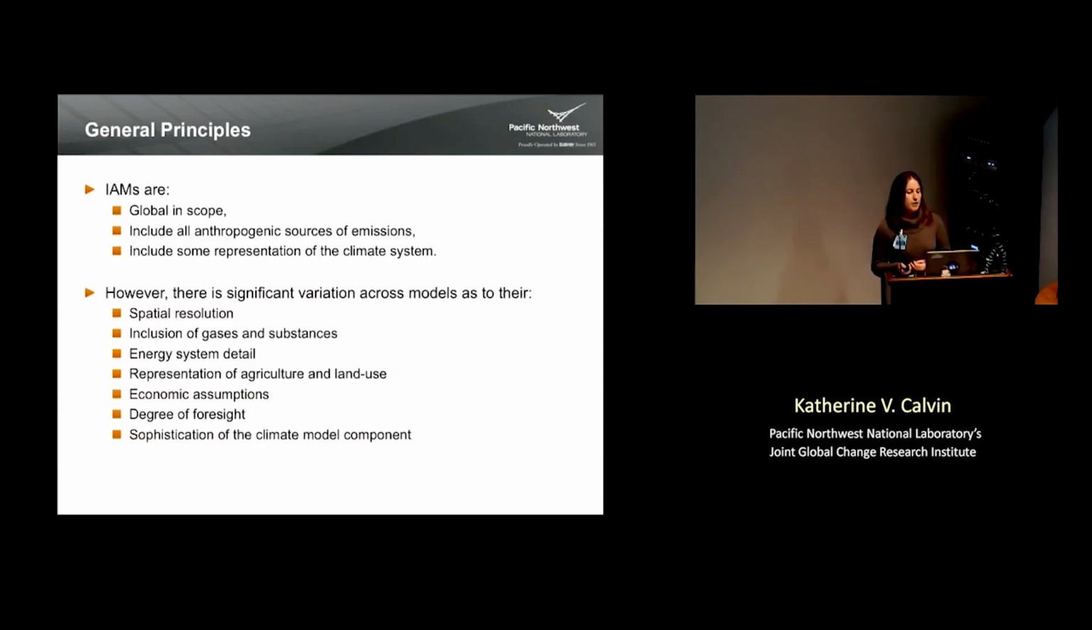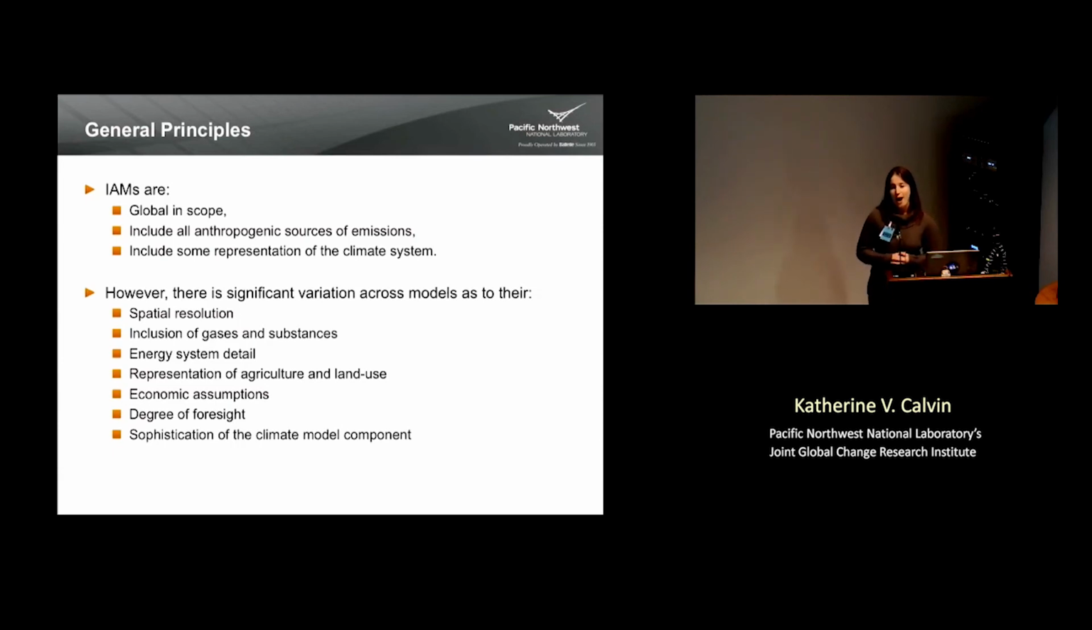And when I say integrated assessment, the words themselves are fairly generic, so there may be other people using integrated assessment to mean something different. In general, what I mean when I say an integrated assessment model is a model that's global in scope, that includes all anthropogenic sources of emissions, and has some representation of a climate system.